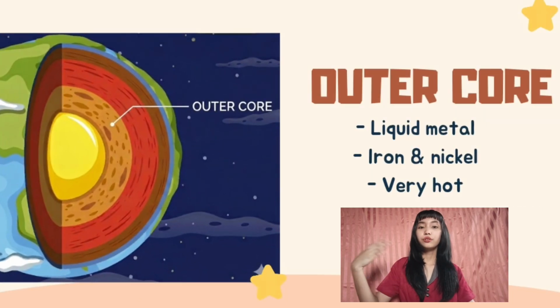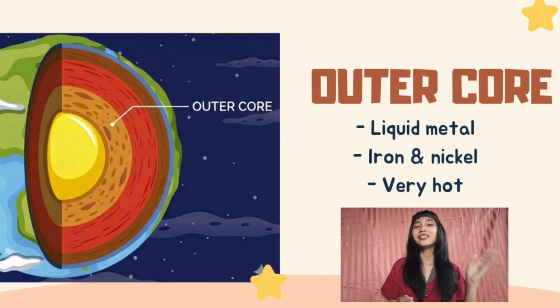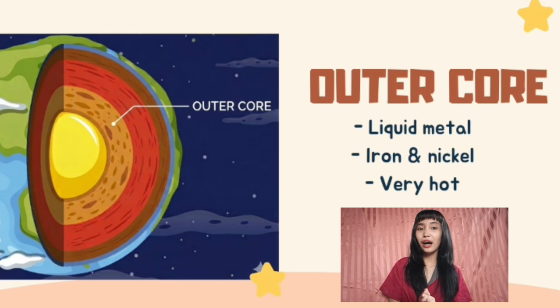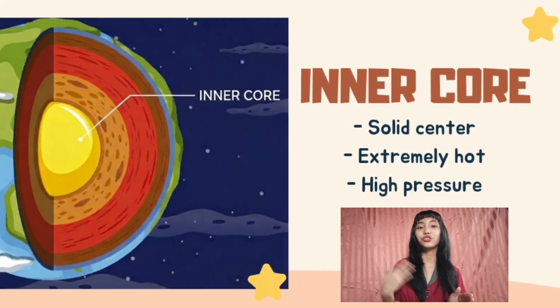Next, the next layer is the outer core. This layer is made of liquid metal, mainly iron and nickel. I have another question. Why do you think this layer is liquid? Any guess? Yes, because of the extremely high temperature.